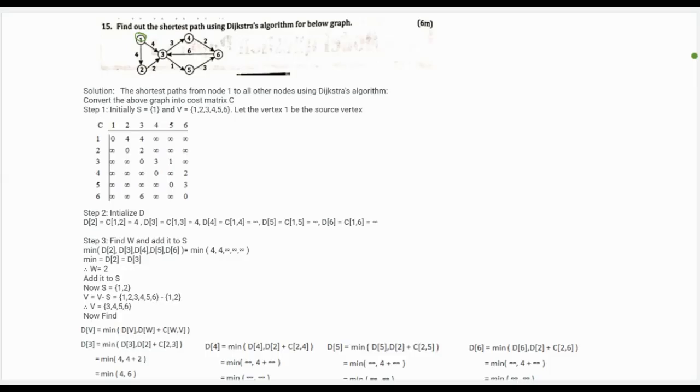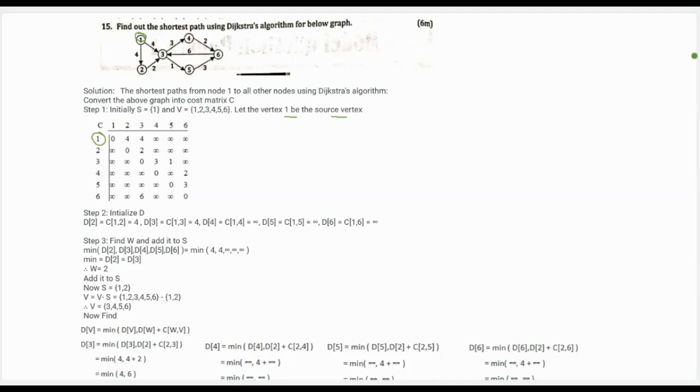Convert the above graph into the cost matrix C. We just write the weights of the given graph in the form of a matrix. If there is no connection, it is 0. 1 to 2 is 4, 1 to 3 is 4. Here S is 1, and the vertices V are 1, 2, 3, 4, 5, 6. We have six vertices. Let us take vertex 1 as the source vertex.